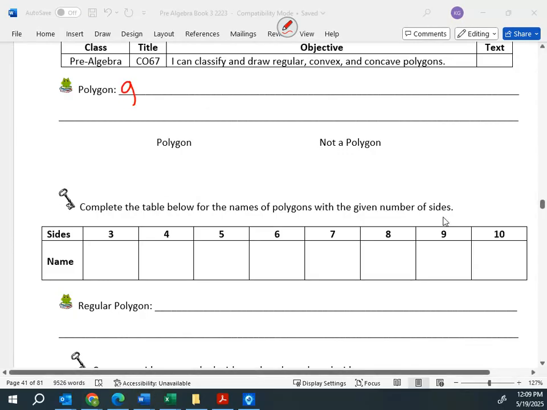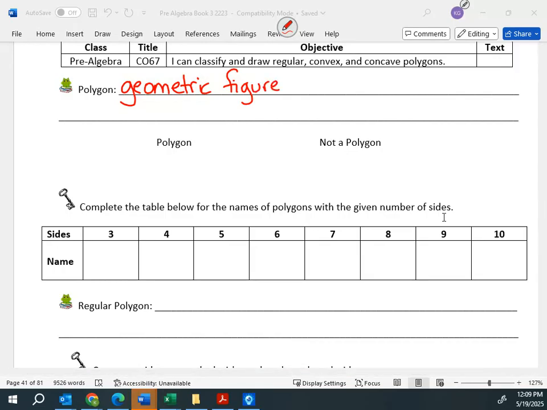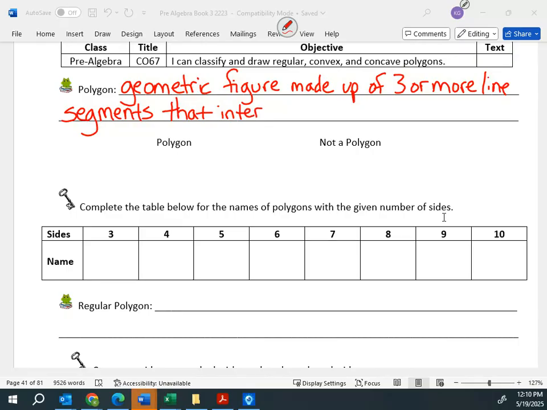A polygon is a geometric figure made up of three or more lines. Oh, not lines, line segments. That intersect only at their endpoints.